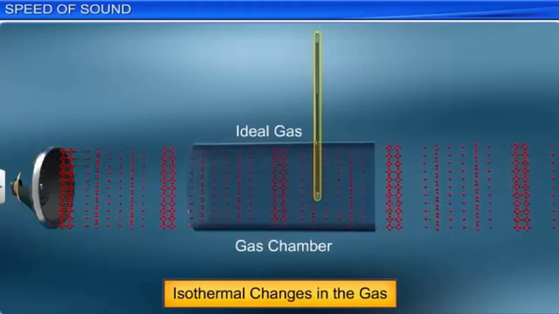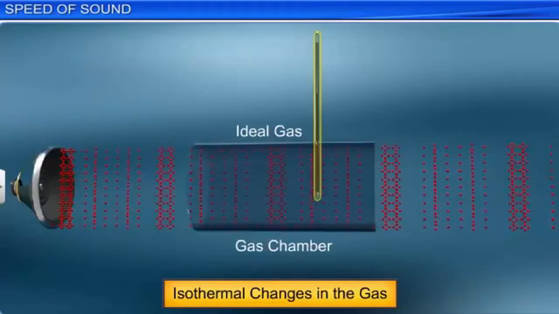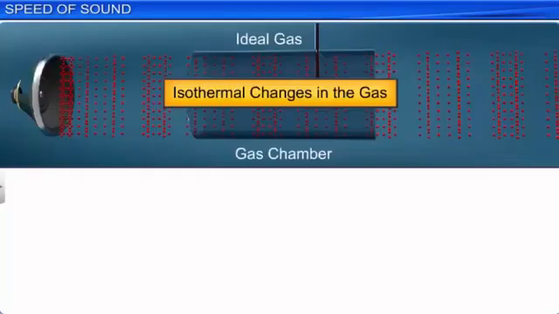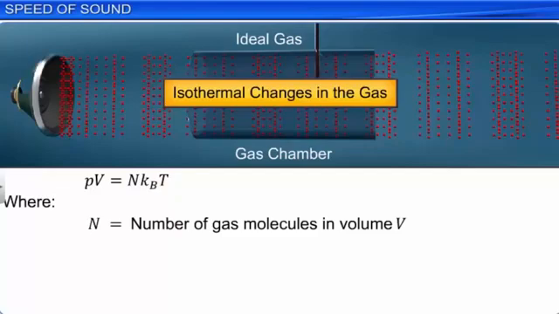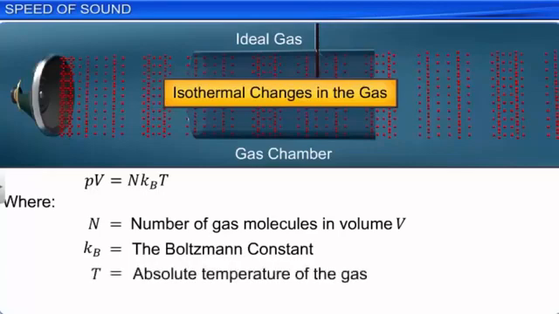For an ideal gas, under isothermal conditions, the relationship between pressure P and volume V is expressed as PV is equal to the product of N K_B T, where N is the number of gas molecules in volume V, K_B is the Boltzmann constant, and T is the absolute temperature of the gas. The quantities on the right-hand side of the equation are constant. Hence, PV is equal to constant.